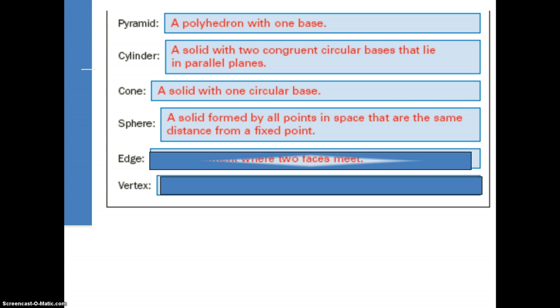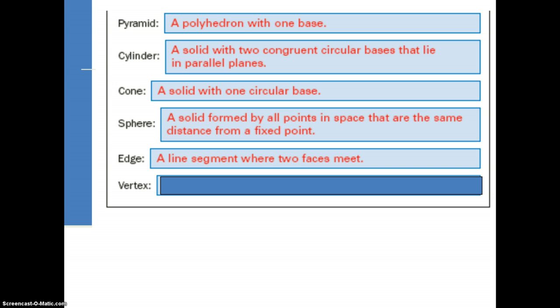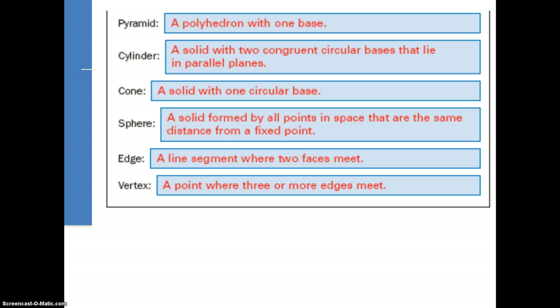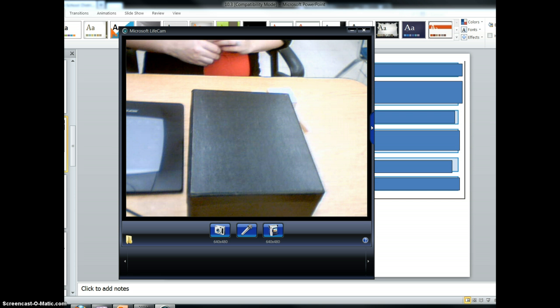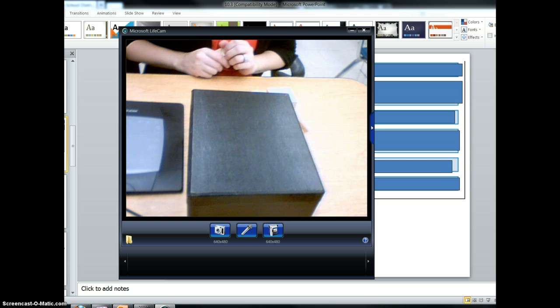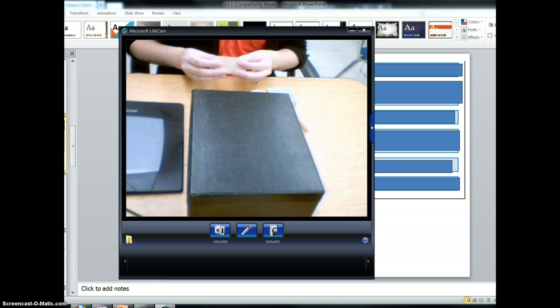The edge of a solid is where two faces meet. It's the line segment where two faces meet. The vertex is the point where three or more edges meet. Here are some examples of solids and three-dimensional figures.